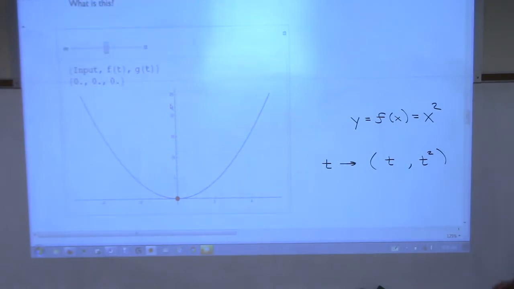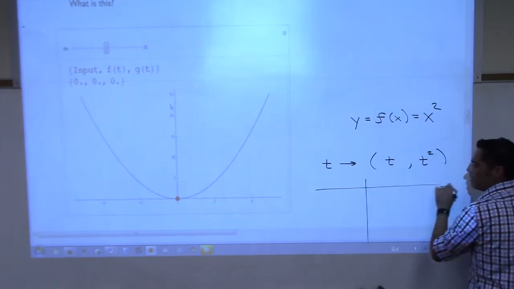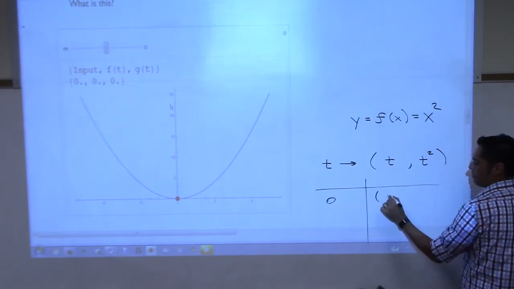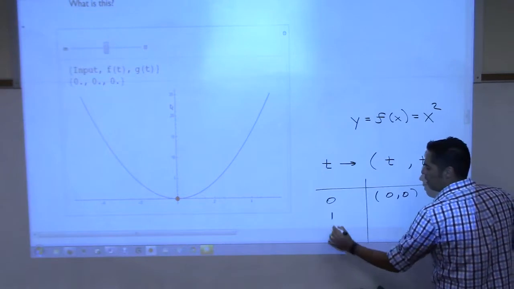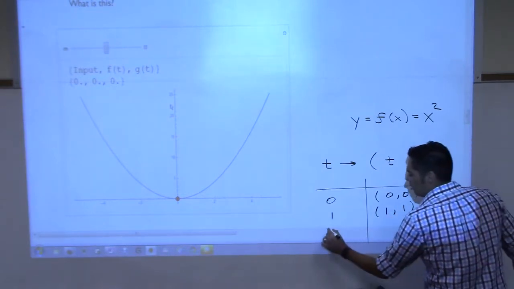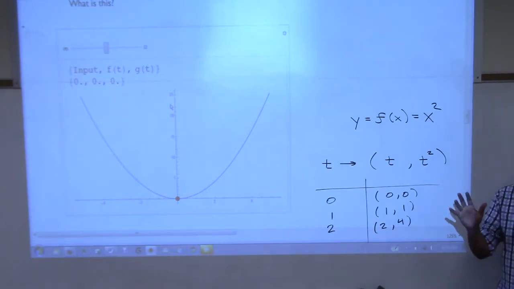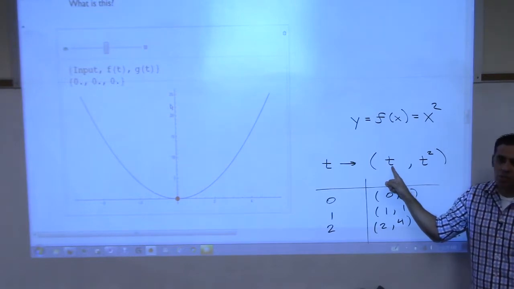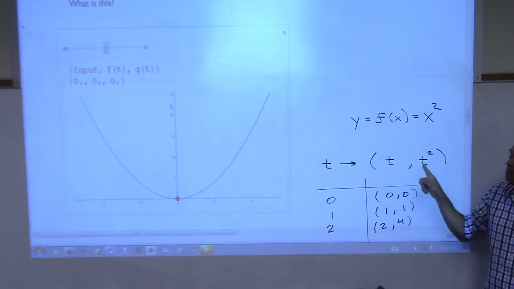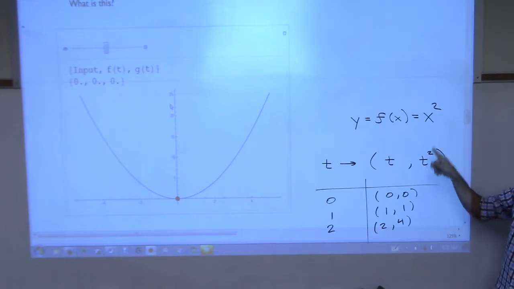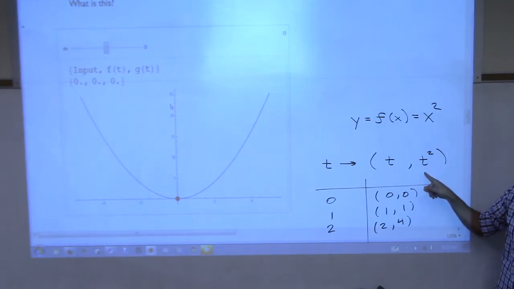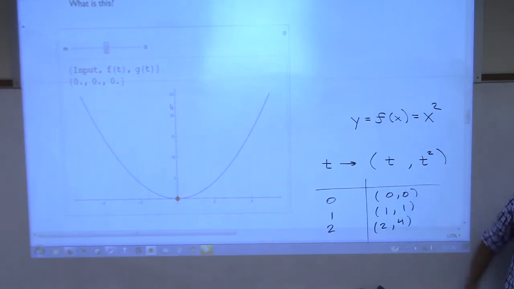So what happens when I start making a t-table out of this? Let's plug in 0. What does it spit out? 0, 0, right? When I plug in 1, it spits out 1, 1. When I plug in 2, it spits out 2, 4. You're almost cheating a little bit. You're just calling the x coordinate t, and then the y coordinate is just that function with x replaced with t. So that's a function. Well, it was a function already, but now I'm using parametric equations instead of traditional functions to draw the same exact thing.